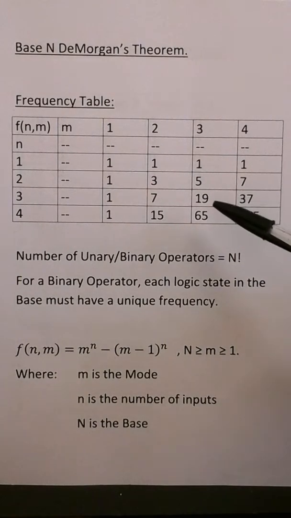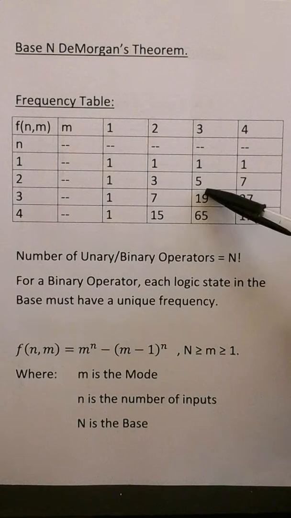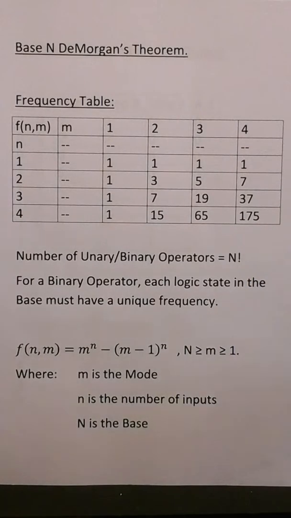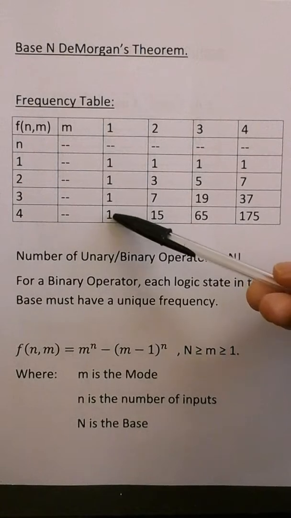For example, the ternary maximum function for 3 inputs has 19 2s, 7 1s and 1 0. For a quaternary function of 4 inputs, say the quaternary minimum function, it has 175 zeros, 65 1s, 15 2s and 1 3.